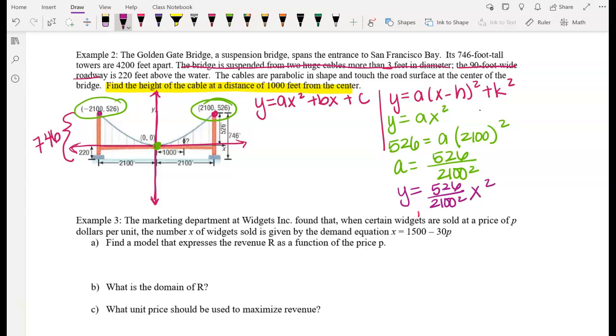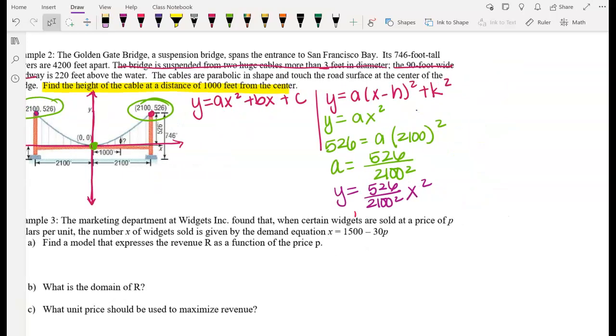All right, so now we need to find the height of the cable at a distance of 1,000 feet from the center. Well, we have the equation. From the center, it's going to be an x distance away. So we're just going to plug in 1,000 for x and then square that value. So y equals 526 divided by 2,100 squared, times 1,000 squared. Go ahead and take out your calculator and see if you can give me an answer.